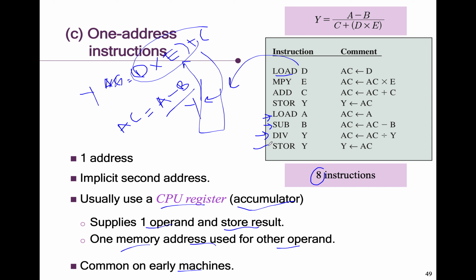And last instruction is store. Store all the value, this one, into Y. So you will get Y equal to all of this, which is the Y is going to represent like this.